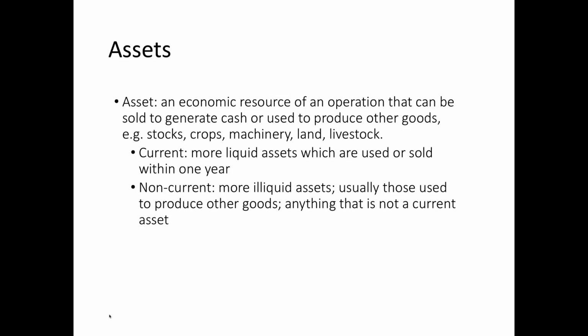So what's an asset? It's something that can be sold to make cash or to make some production. Typically the way these are classified is current, that's anything that can be sold or used within a year, and non-current, which is anything that's not current. In the non-current assets, though, you have intermediate and long-term assets.